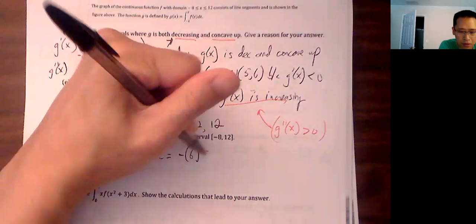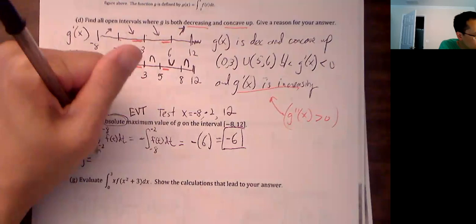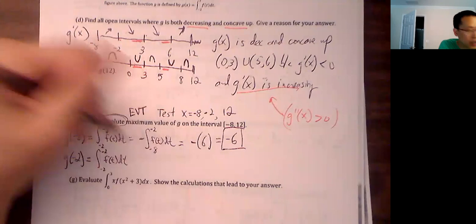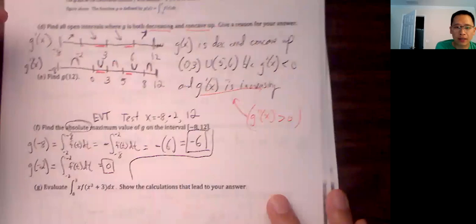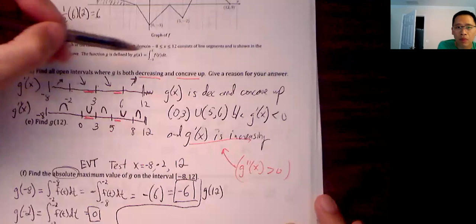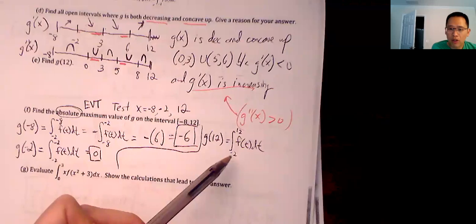All right. Next up, g of negative 2. The nice thing about g of negative 2 is that we see the bounds are the same. So anytime the bounds are the same, there's no area for us to find. That's just always going to be 0. All right, there's one more point to test, and that's at 12. From negative 2 to 12. The bounds are in order. We have smaller to larger, so we just have to total these regions here from negative 2 to 2.